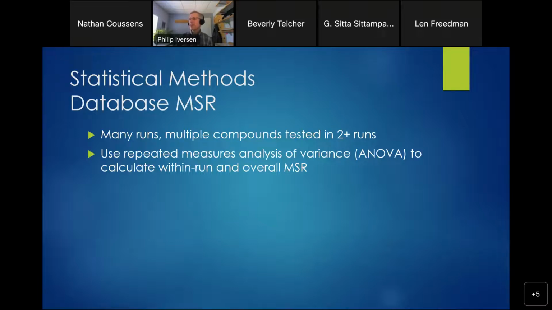Okay. Database MSR. If you're running an assay frequently and you've got many runs, and either by happenstance or by design, preferably by design, you have multiple compounds tested in 2+ runs, even if it's 10% of them, you can use a repeated measures analysis of variance to calculate both within-run and overall MSR. That's the most robust, most reliable measure of MSR for the assay, because it's using more compounds and more runs than either of the 2 previous methods. I won't go into the details, but we've developed ways to do that.